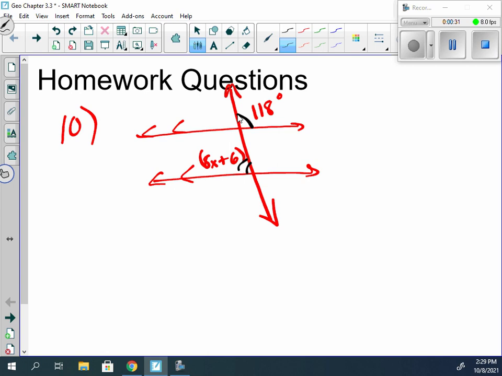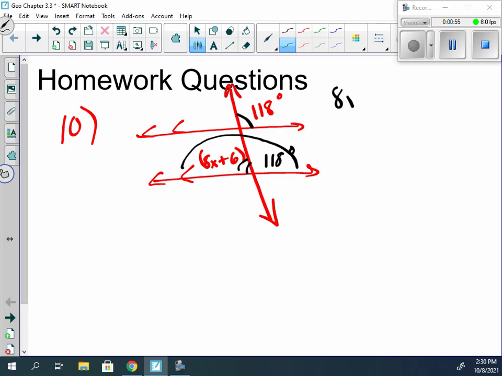Interior means they would both be between the two parallel lines. Well, they're not. And exterior would mean that they're both outside. Well, they're not either one of those. So they're not going to be congruent. But I do know 118 and this angle here would be congruent because they are corresponding. So it means these two angles here are going to add together to be 180.